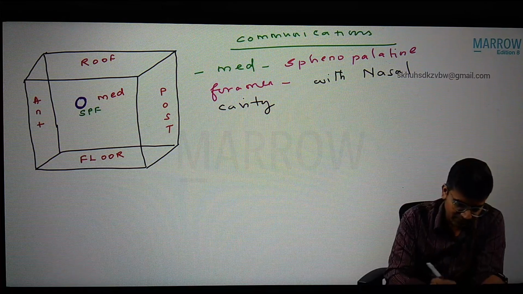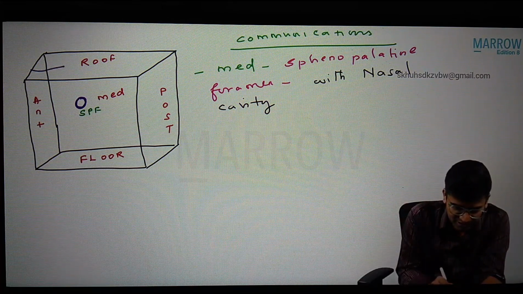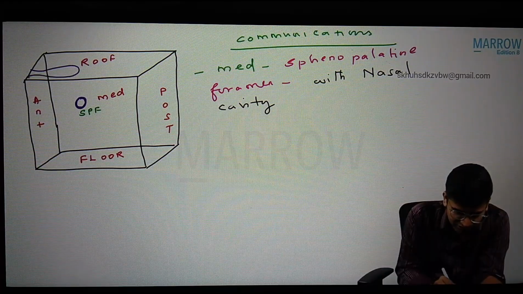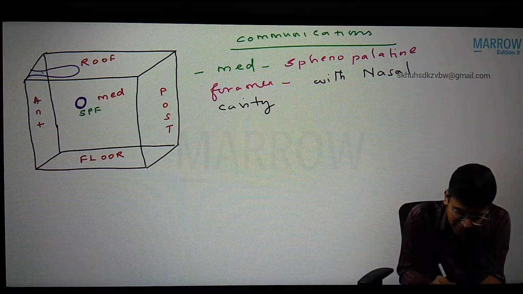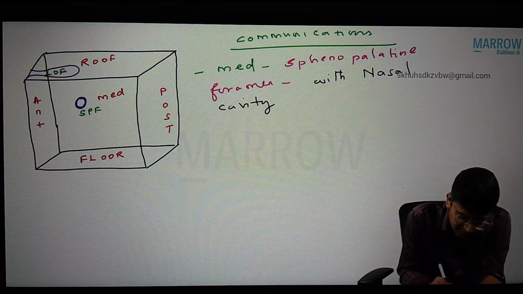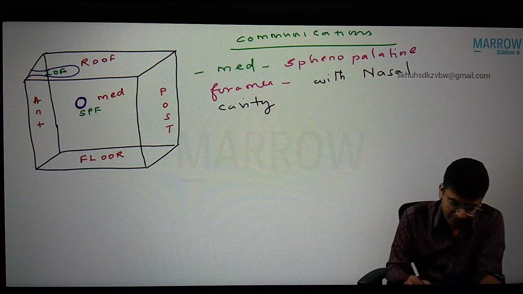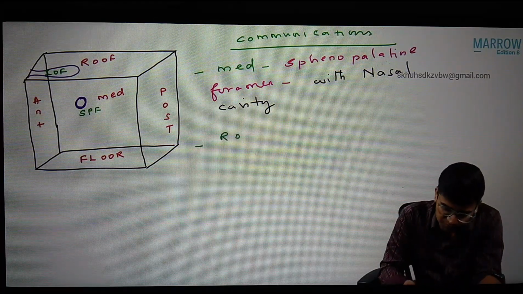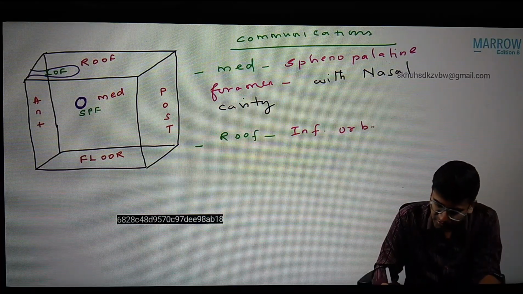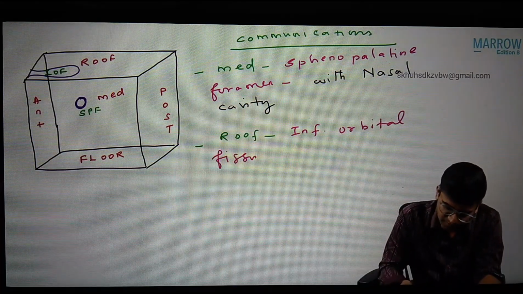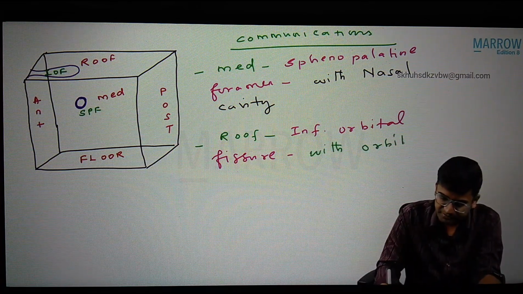Okay, fine. Next one, number 2. In the roof, we have the orbit. So we have one fissure, and that is our inferior orbital fissure. The inferior orbital fissure communicates the pterygopalatine fossa and the orbit. So in the roof, we have the inferior orbital fissure, and by this fissure it communicates with the orbit.